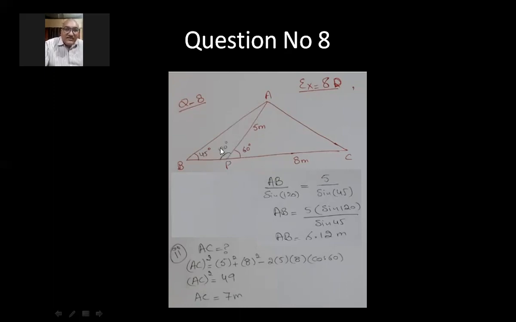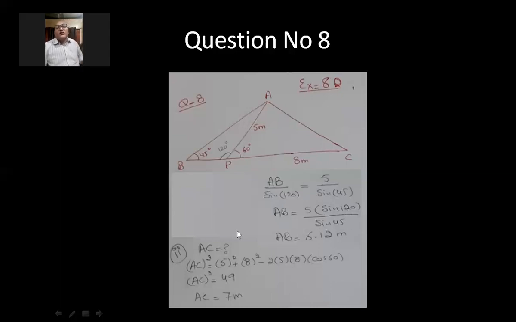I know this 45 degree angle in the triangle, and the side opposite to that angle is 5 meter. So I can use the law of sines. Here you can see AB, which I want to know, divided by sine 120, the angle opposite to it, equals 5, this side, divided by sine 45. So if I make AB alone, I will have 5 multiply sine 120 divided by sine 45.